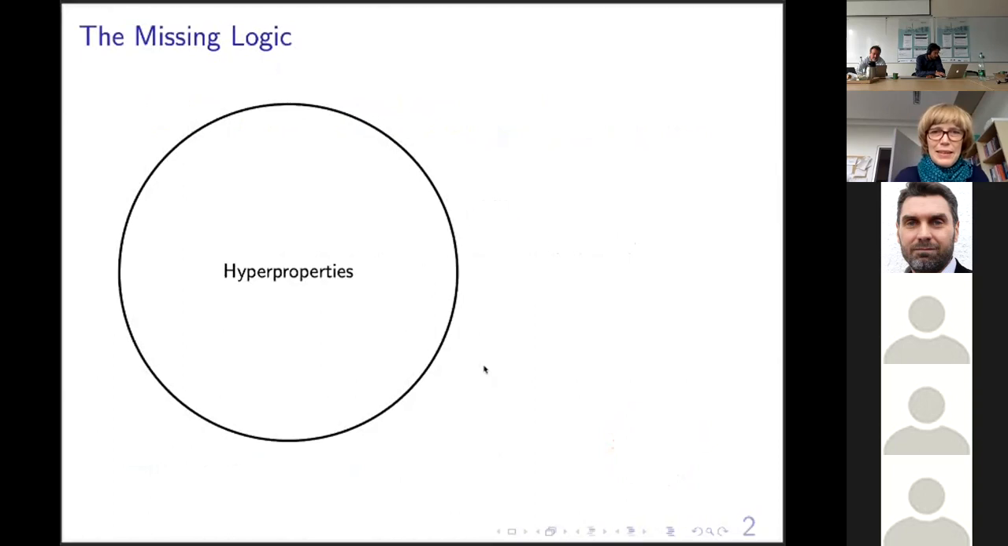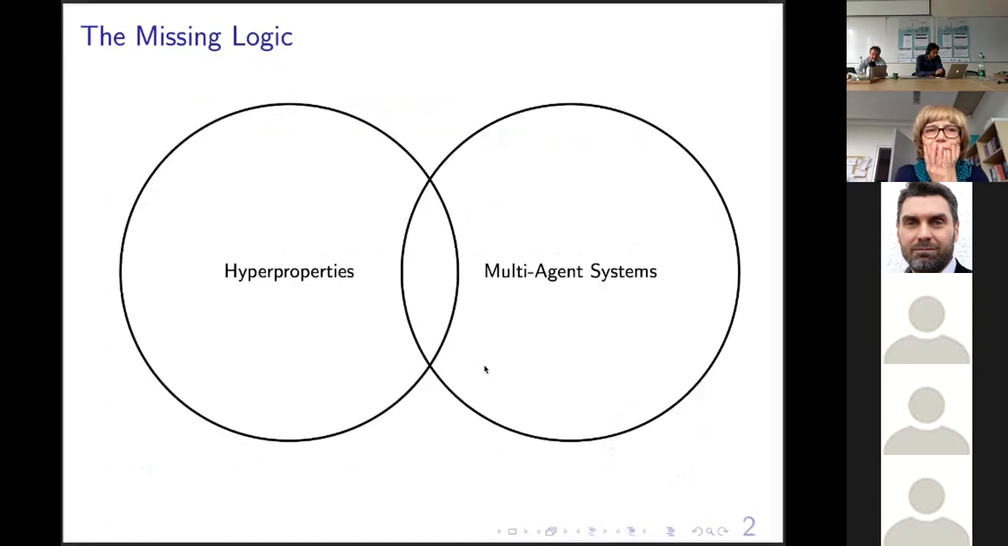Well, on the one hand, we have hyperproperties. These are properties that refer to multiple traces in a system and are commonly used, for instance, in information flow control to specify properties such as non-interference. On the other hand, we have multi-agent systems. These are systems where we are usually interested in the strategic abilities of sets of agents.